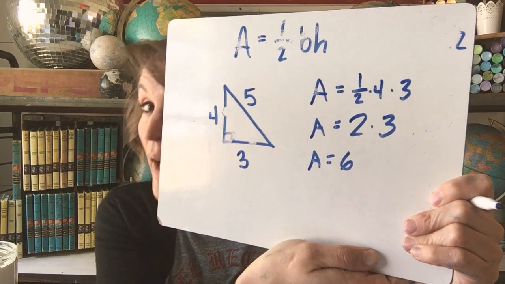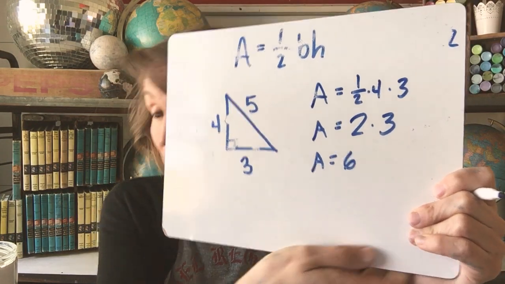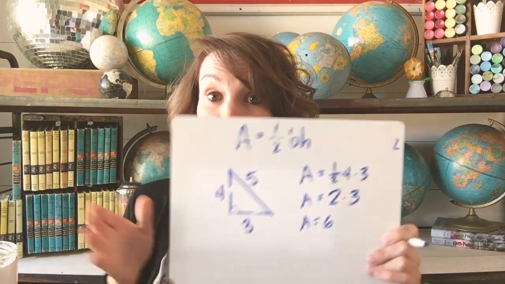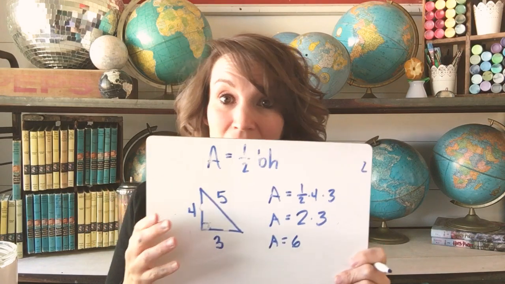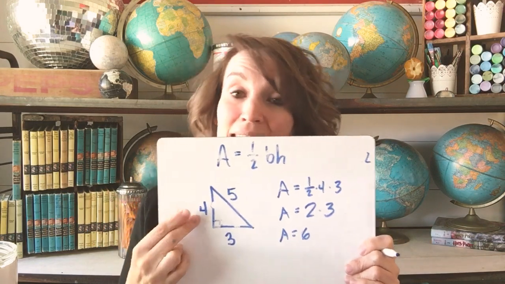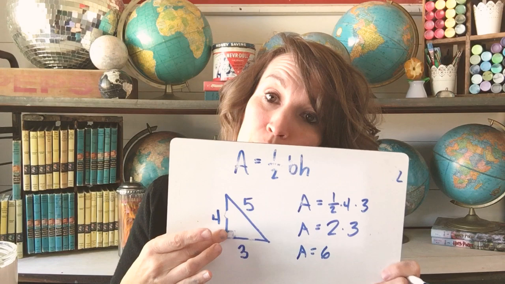Now, does the 5 matter to find the area? No, it doesn't matter for area. Does it matter for perimeter? It sure does, but not for area. So this is a triangle where one of the angles is a right angle. But not every triangle has a right angle. So let's look at a triangle where the angles are not right angles.